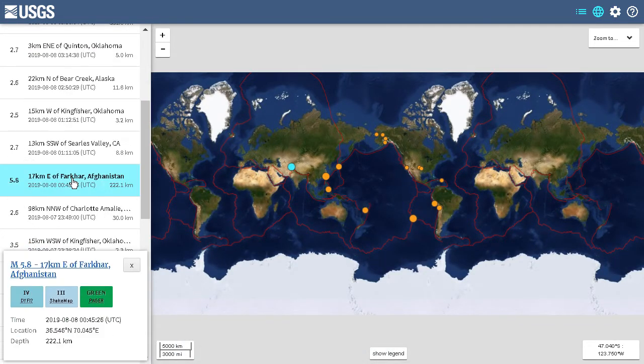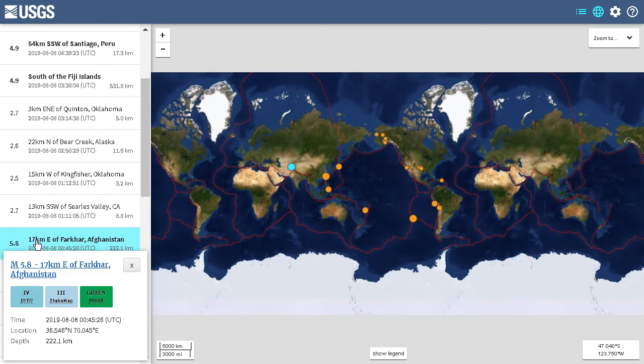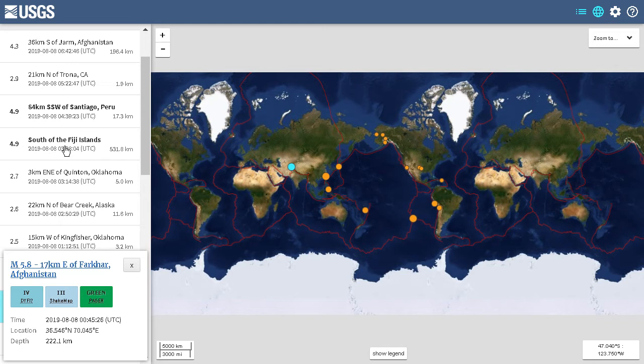Next on the list is a 5.8 at depth at Afghanistan. Bad news for that area. That's a 222-kilometer deep quake there. Heads up Afghanistan for a larger quake at the surface. That 5.8 probably already caused damage, as many buildings are not earthquake ready in Afghanistan.